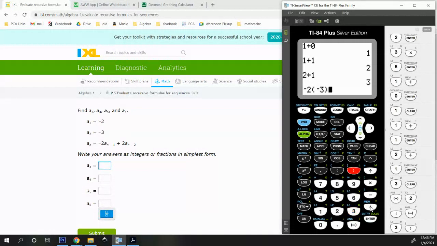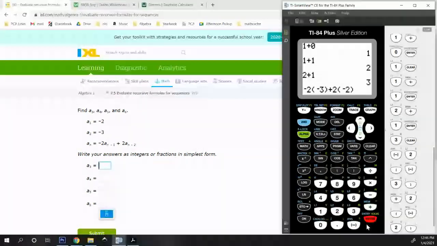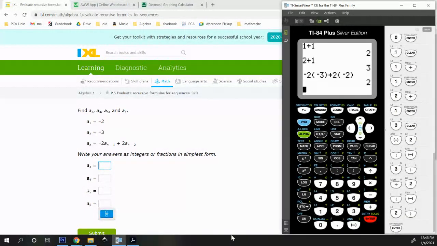Plus 2 times 2 terms before it. Since I'm looking for 3, 2 terms before that would be 1, and that's a negative 2. And we just put in 2. I hope this makes sense. It's fairly simple, but sometimes it can be really confusing with the terminology.